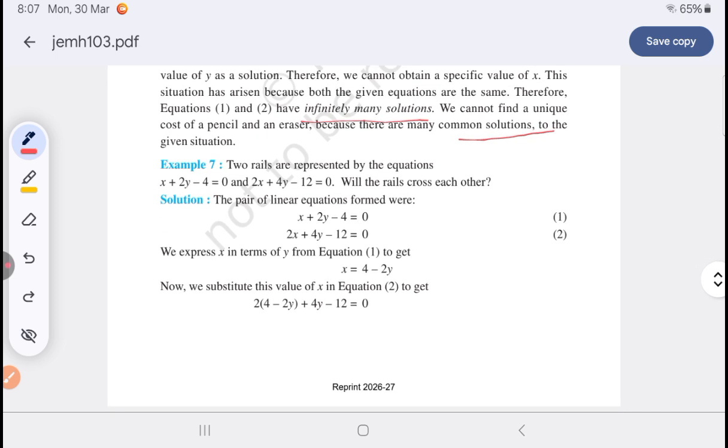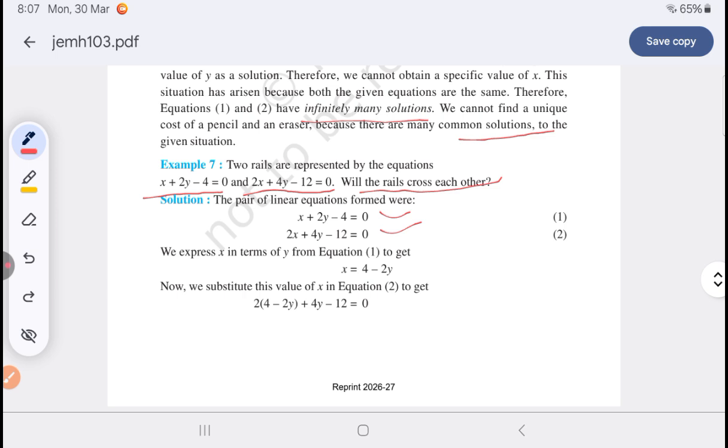Example 7. Two rails are represented by the equations x plus 2y minus 4 equal to 0 and 2x plus 4y minus 12 equal to 0. Will the rails cross each other? See, the first equation is x plus 2y minus 4 and the second one is 2x plus 4y minus 12 equal to 0.